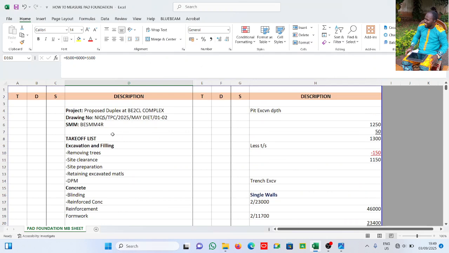And like I always say, you're preparing a takeoff sheet. Of course, you need to put in your parameters: the project title, the drawing number, the BESMM you are referencing. It is very, very important. When you have a drawing and there is other information you think is not there, especially if you are preparing for an exam: if it's a job, you'll be given all necessary details. But if it's an exam and you don't have all the necessary details, you'll be allowed to make assumptions, but you state your assumptions.